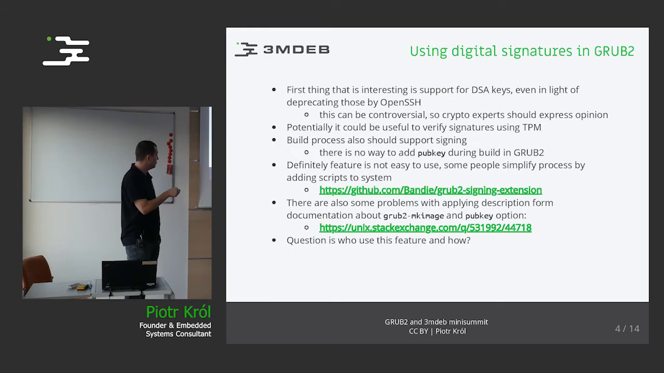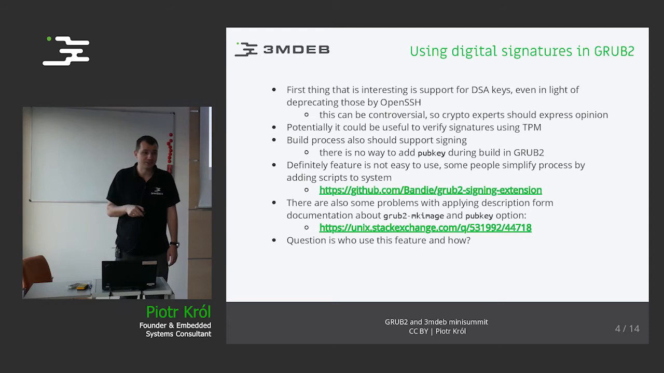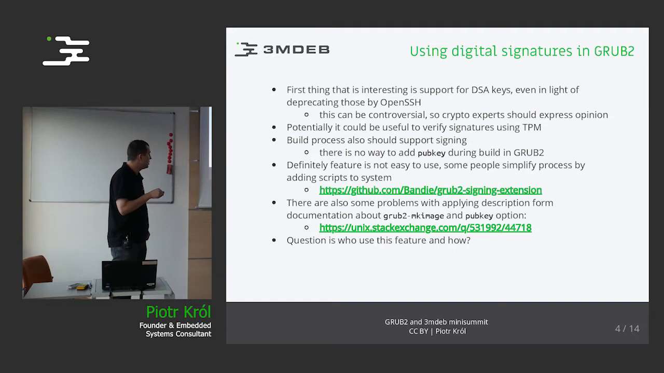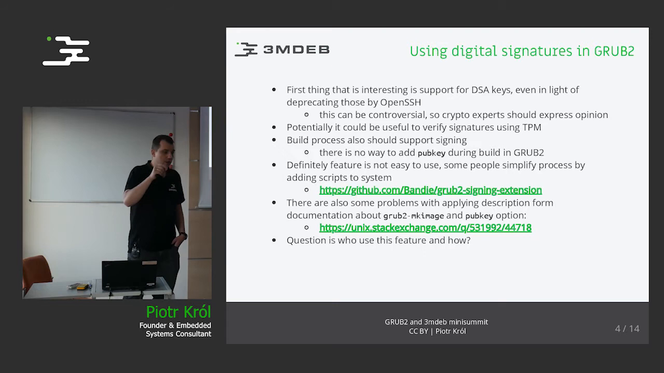This is the Unix Stack Exchange. If you want to earn some points on Stack Exchange, you can answer this question. It doesn't work, or maybe we don't understand how it should work. Providing --pubkey to mkimage does not include this public key into the trusted list, which should be the effect, and does not enforce signature checking. What should happen when using that option?